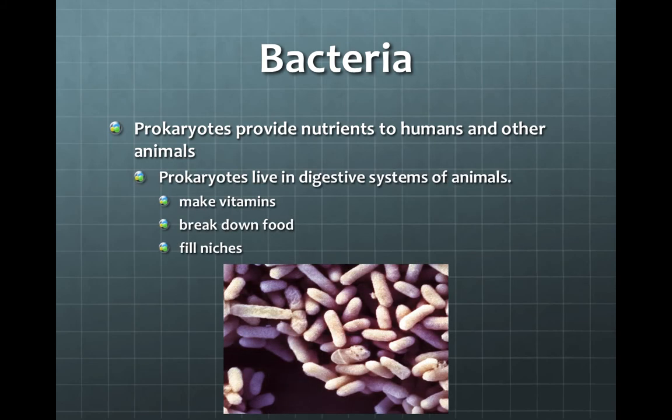All right, prokaryotes provide nutrients to humans and other animals. Prokaryotes live in the digestive system of animals. They make vitamins, they break down food, and they fill niches. A niche is like a job. So some things can't do it, but they'll find a niche where they can actually work. Okay, so these can live in the digestive system of animals. Bacteria live in our gut. So this is what they're talking about.